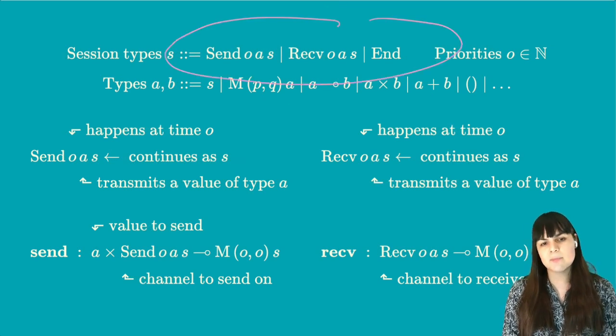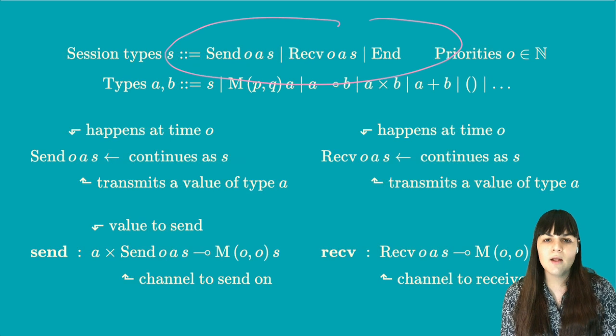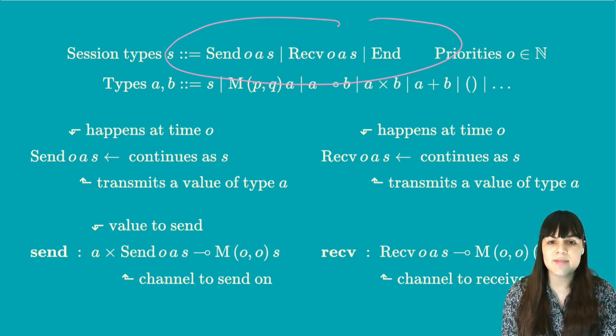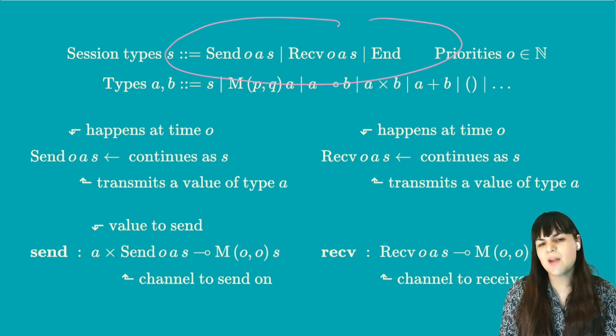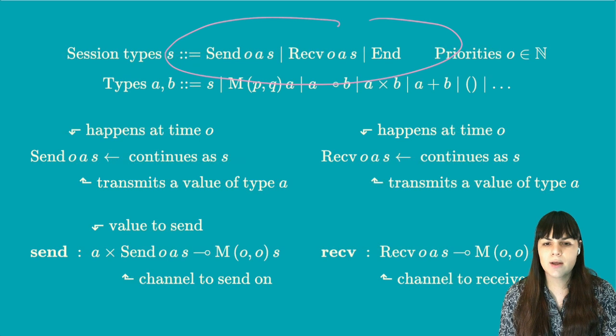Okay, let's look at session types next. There's 3 session type constructors. There's send, there's receive, and there's end. And for this talk, we're not going to fuss too much over the end type. We'll treat channels of type end as both asynchronous and affine. In other words, as something that we can just forget about.